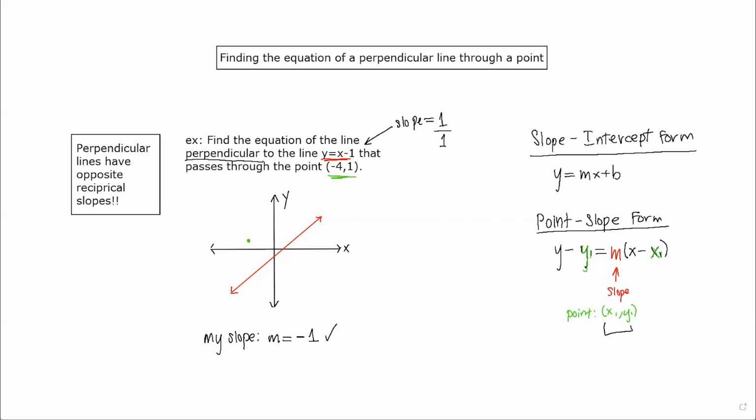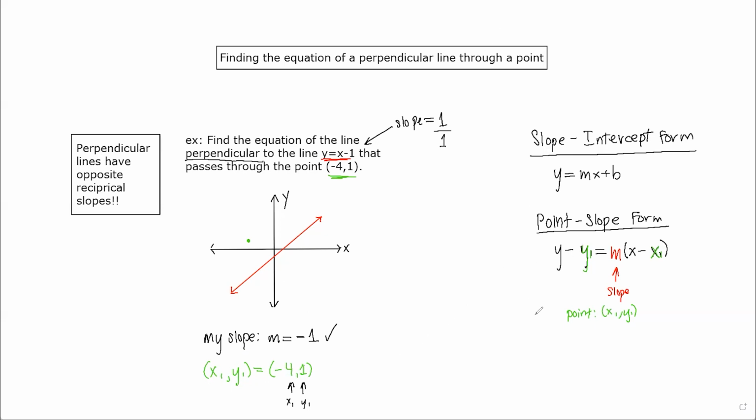If I were to color code, we would say that x1, y1 is equal to -4, 1, which tells us immediately that x1 must be whatever's in the x place, so x1 equals -4, and y1 must be equal to 1, because that's what's in the y1 place. And so we have everything we need. We have our slope, we have our point. That's all we need for point-slope form. Now we're going to go back over here and just plug it all in.